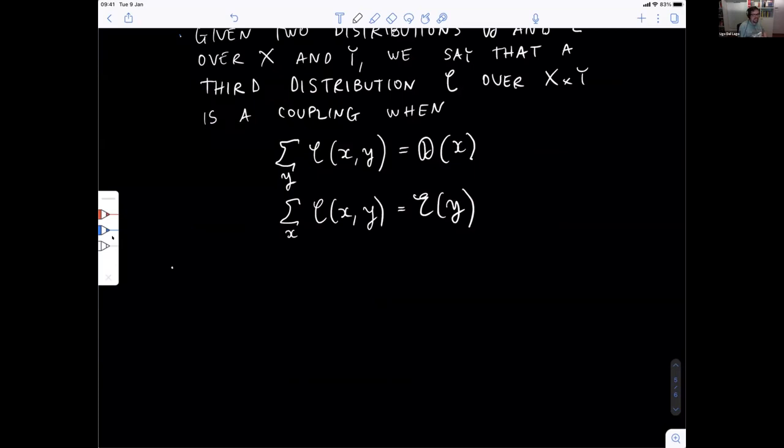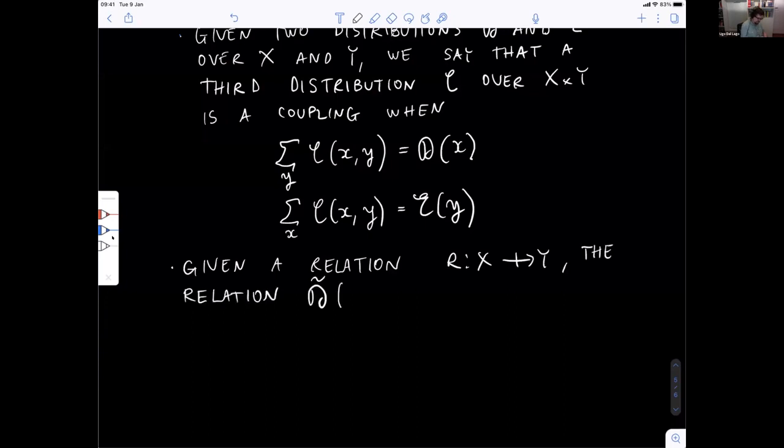And then we just have to find the right way to use couplings as a way to lift relations on sets up to relations on distributions. So given a relation R between set X and set Y, the relation D R, which goes from distributions of X to distributions of Y, is defined as follows.